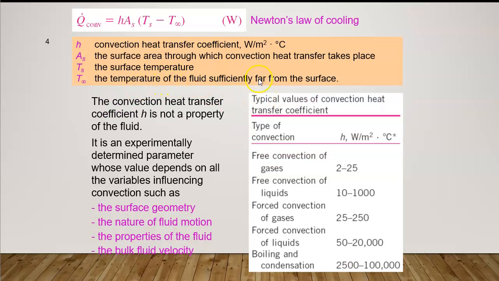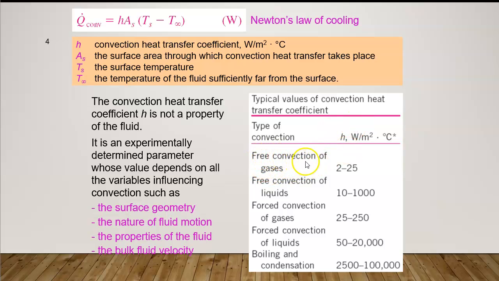So the temperature of the fluid. By having this formula, we could calculate Q convection. Okay, Q convection also depends on h. h is experimental; it also depends on the surface geometry, the nature of fluid motion, the properties of the fluid, and the bulk fluid velocity.